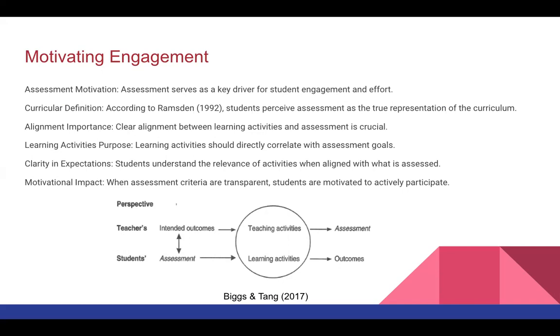And according to Ramsden in 1992, students perceive assessment as the true representation of the curriculum. Alignment is important: learning activities, purpose, and clarity in expectations need to be well defined, and those will have a motivational impact to actively participate. So there are 2 roles, teachers and students. The intended outcome is measured through the assessment, and then teaching activities and learning activities are aligned with the assessment and the outcome.